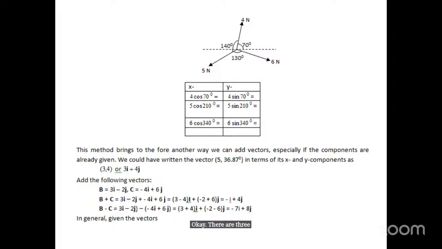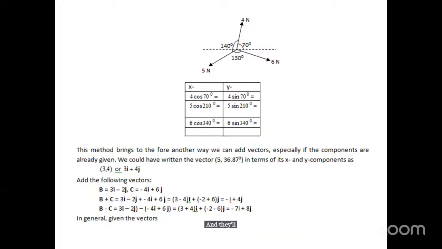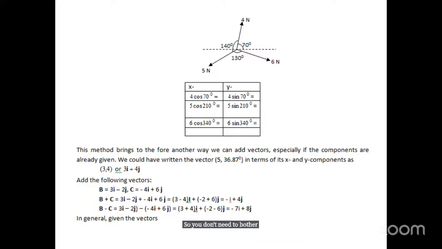There are 3 vectors: 4 newtons, 5 newtons, and 6 newtons. The angle the 4 Newton force makes with the positive x direction is 70 degrees. The angle the 5 Newton force makes with the 4 Newton force is 140 degrees. And the angle the 6 Newton force makes with the 5 Newton force is 130 degrees. You have to reckon all angles from the positive x direction, so you don't need to bother about plus or minus. That will come from the sine and cos of the angle.